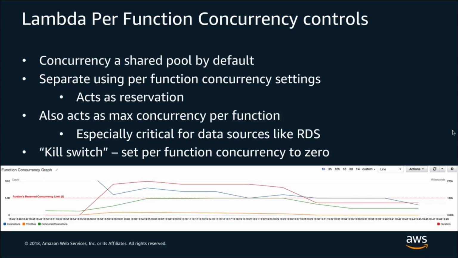Lastly, you can actually also use this as what we consider to be a kill switch. Essentially, setting a function concurrency to 0 will stop a function from executing without you, say, having to modify the trigger or the function itself to do something different. And so setting per function concurrency controls makes a lot of sense, even just to set it high and have something there that acts as basically an upper bound on what a Lambda function could end up doing.